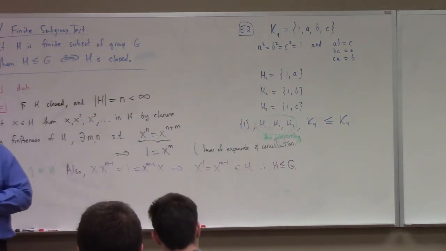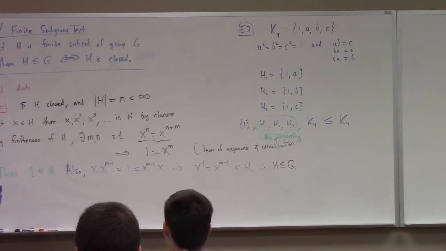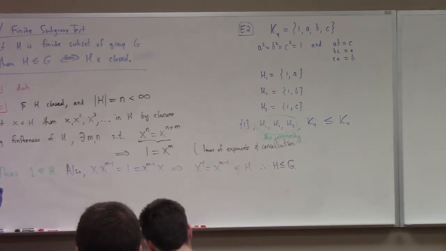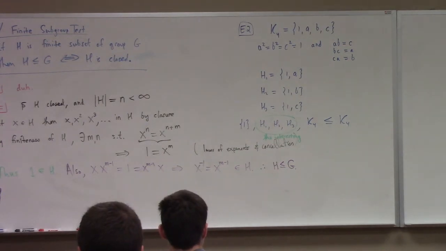You give me any group, if you like, and I can tell you two subgroups automatically: the group itself and the set just containing the identity, the singleton containing the identity. These are automatically subgroups of any group. Okay?